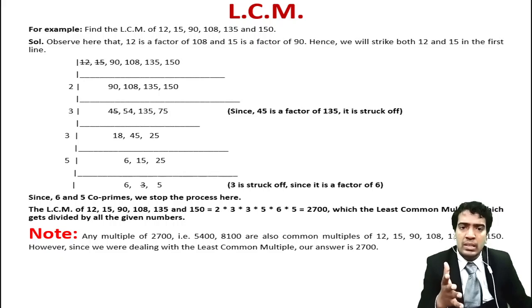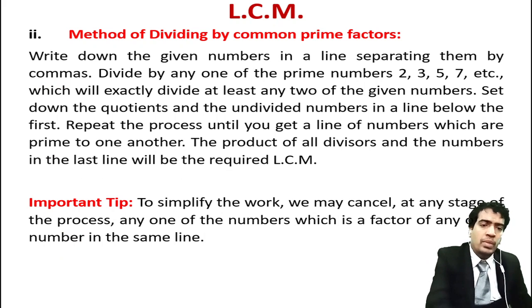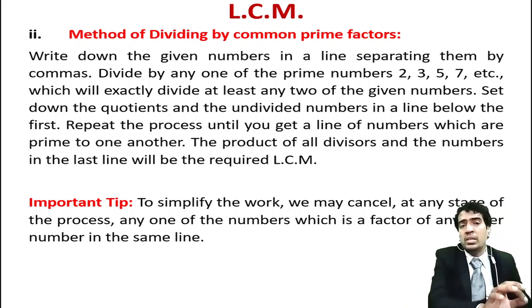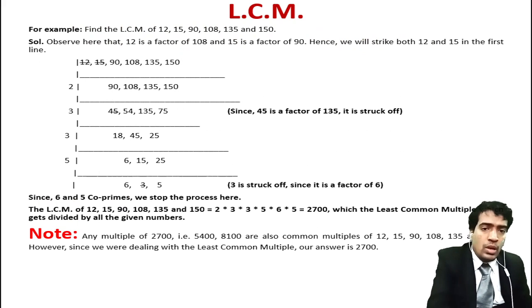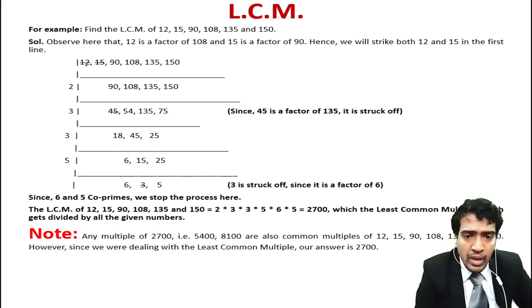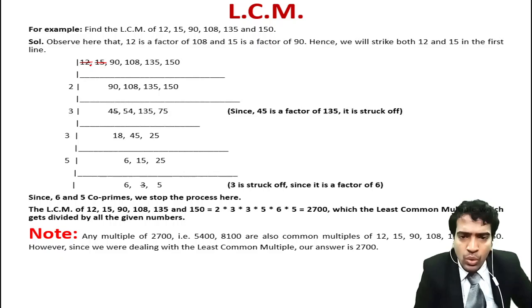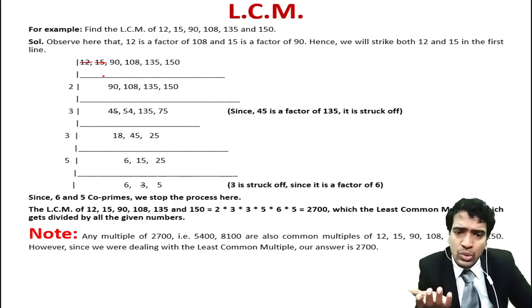Here we are asked to find the LCM of 12, 15, 90, 108, 135, 150. Okay, now we talked about a tip that if any of the numbers is a factor of any other number in the same line, then you can strike it off. You can see that 12 is a factor of 108 and 15 is a factor of 90. You can strike them off. Okay, so I struck them off. Fine. Now you carry forward the remainder. Why are we doing so? Because when you take the factors for 90 and 108, obviously the factors for 12 and 15 also will come. Okay, so you don't need to do them separately.